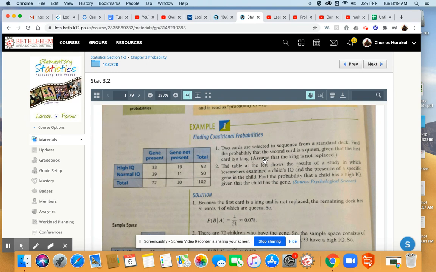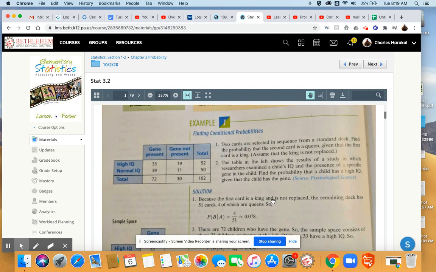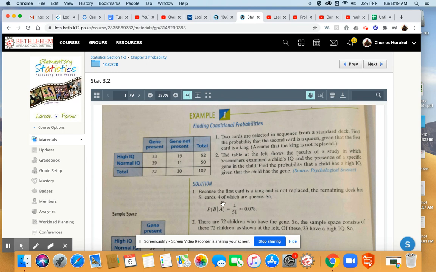So whereas pulling a single card out of a deck, if you're saying a queen, would typically be 4 out of 52, because a king has already been removed, the correct answer for this, as we see here, is 4 out of 51. Since the first card, the king, was removed, the second card has only 51 choices instead of 52 choices.